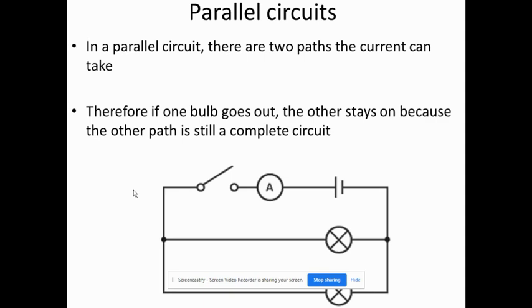In parallel circuits, it's slightly different. You can see here, here's the bulb, the current starts flowing. Some of the current can go down this path here, and some of the current can go down this second path here. A parallel circuit is when there's two paths for the current to take. If, for example, this bulb goes out, the current can flow from the battery. It can still get back to the battery because it can flow through the second route. There's still a complete circuit in the second route, so the other bulb will stay on.